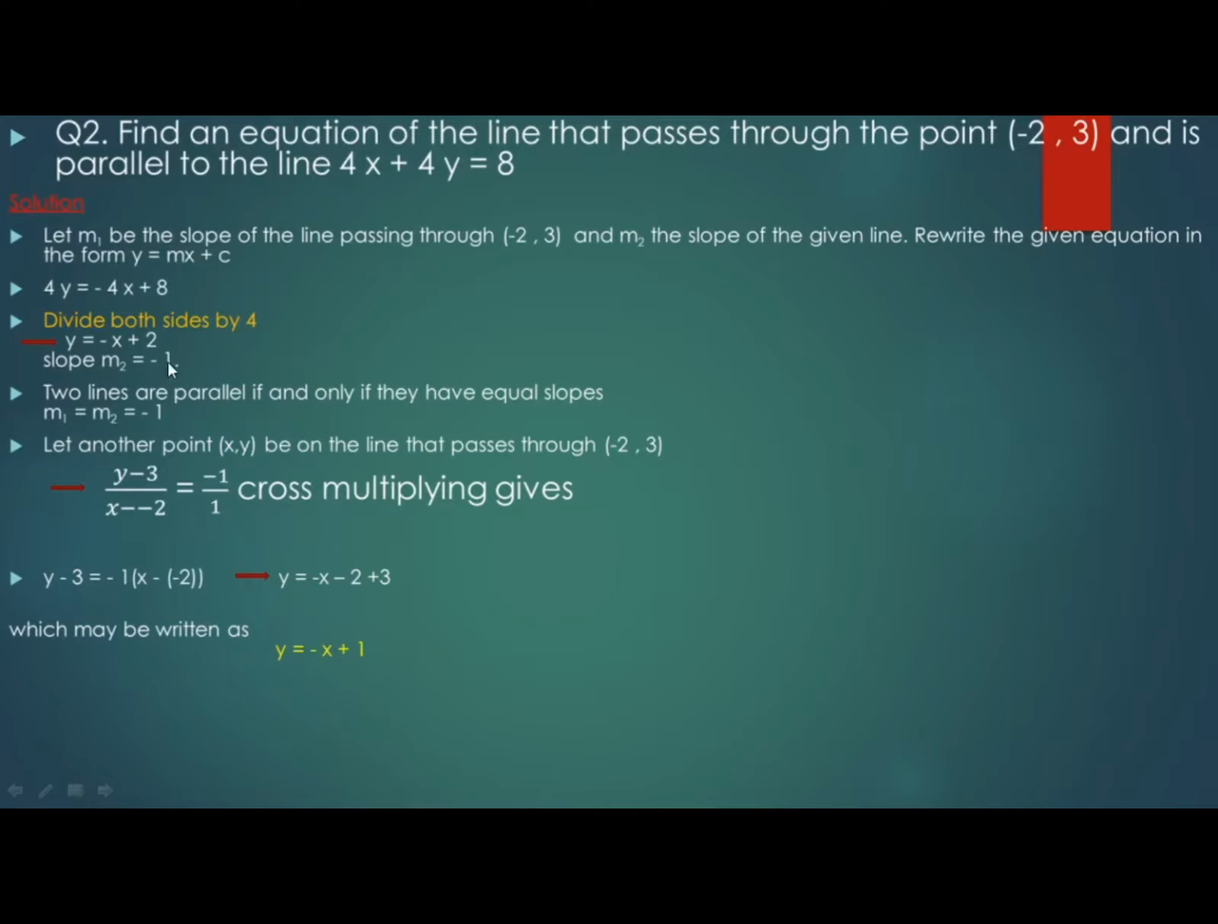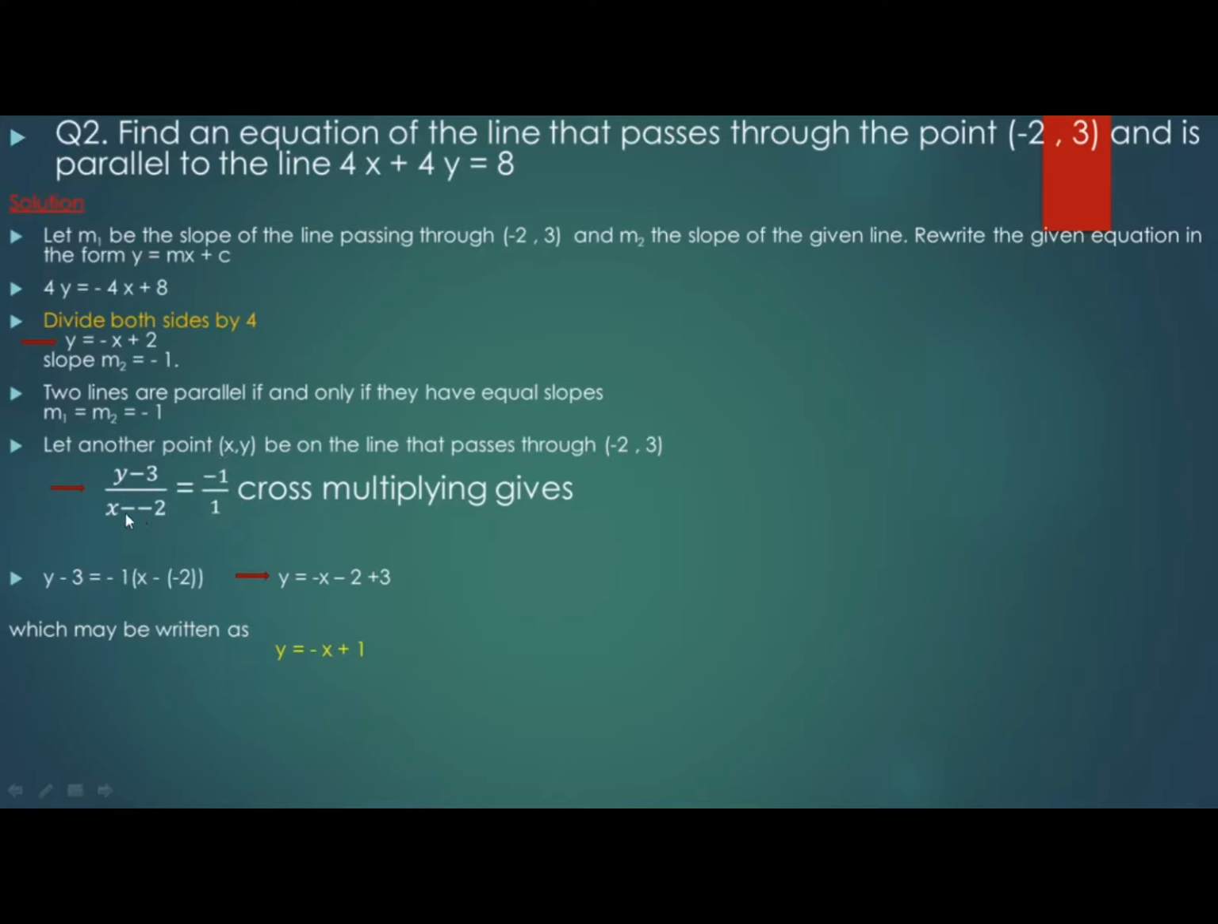If the gradient is -1, we now let another point (x, y) pass through this line, along with this point. Finding the gradient, y minus 3 all over x minus minus 2, which means x plus 2, will be equal to -1 over 1. I said just write it in fraction form for easy manipulation so that you are able to see.